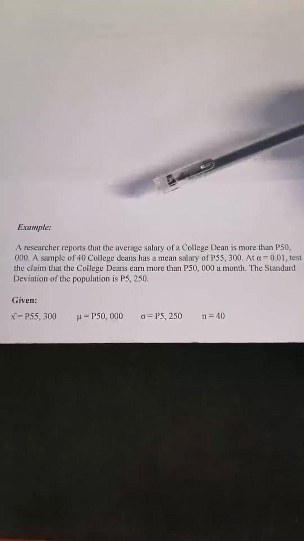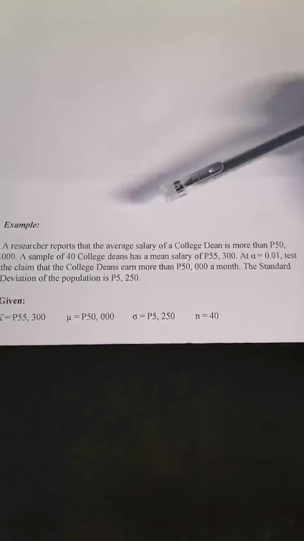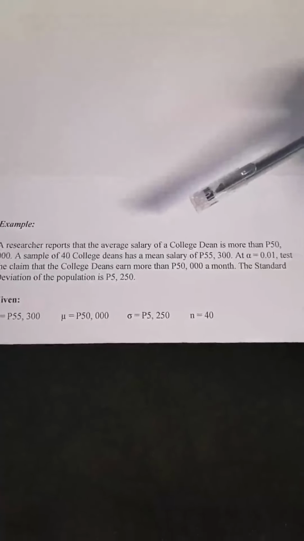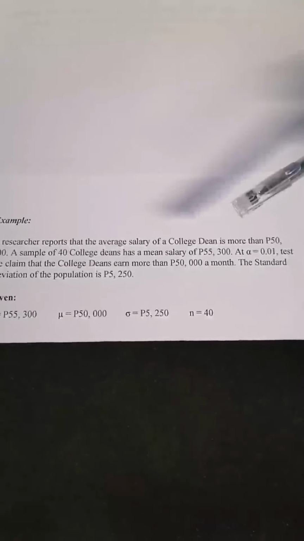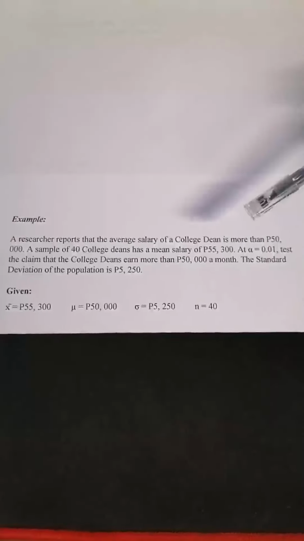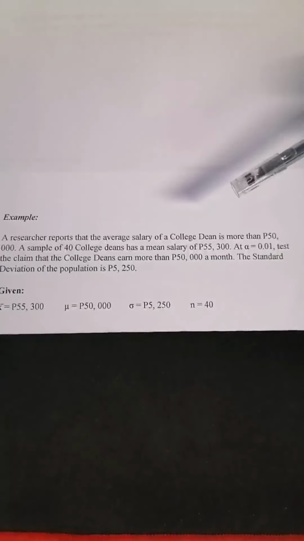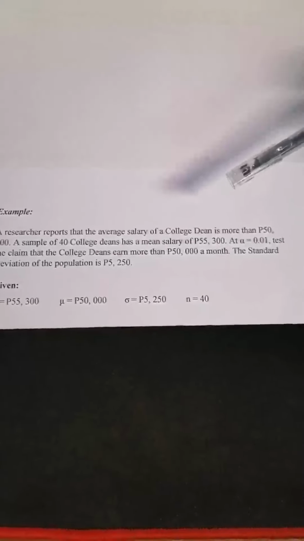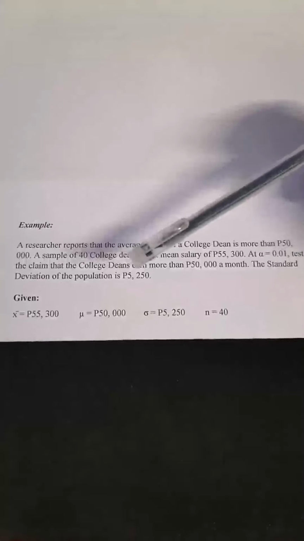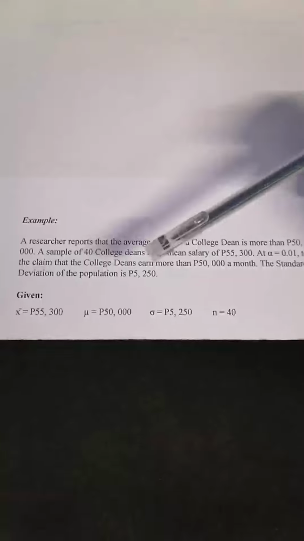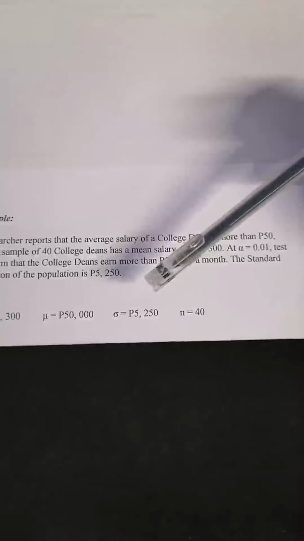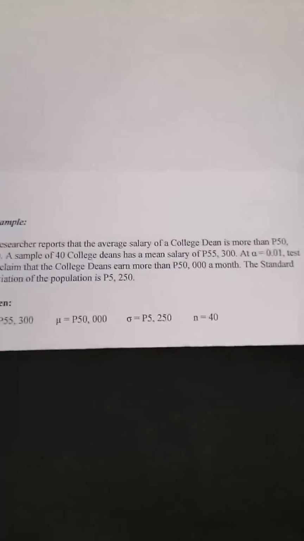In our example, a researcher reports that the average salary of a college dean is more than 50,000. A sample of 40 college deans has a mean salary of 55,300, at alpha equal to 0.01. This is the claim that the college deans earn more than 50,000 a month. The standard deviation of the population is 5,250. So this is our given: the mean or x bar is equal to 55,300, our mu is equal to 50,000, our standard deviation is 5,250, and our n is 40.